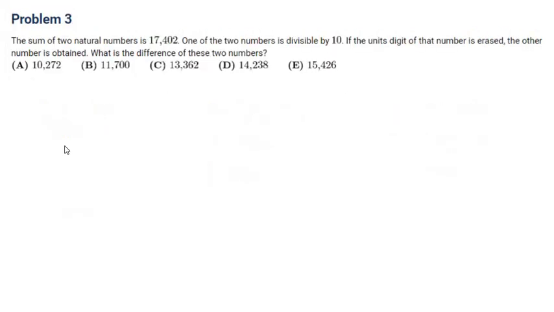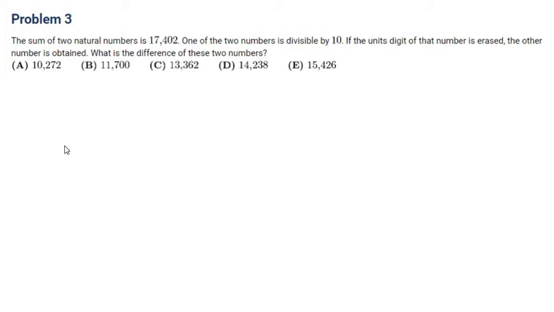Now let's go on to problem 3. Problem 3 reads, the sum of two natural numbers is 17,402. One of the two numbers is divisible by 10. If the units digit of that number is erased, the other number is obtained. What is the difference of these two numbers?